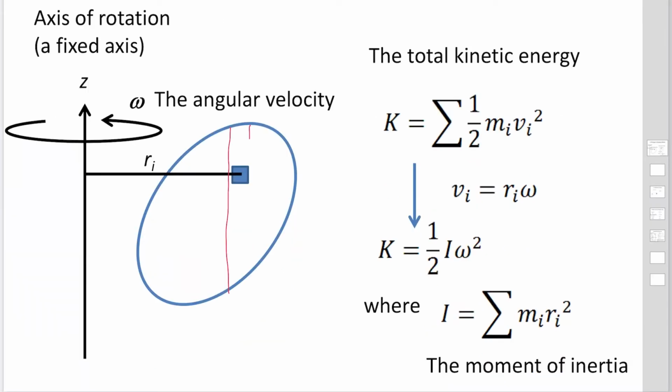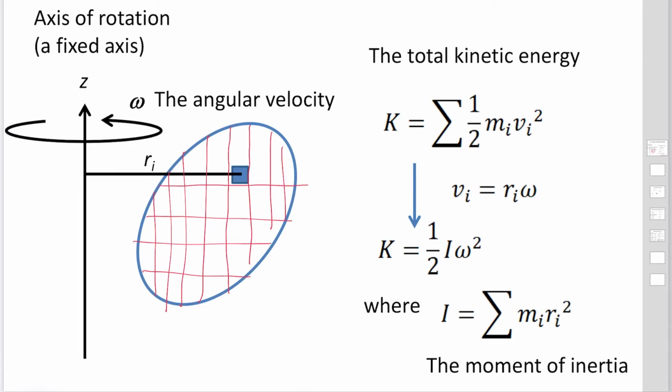The rigid body object is divided into a number of pieces, like this. Then we only consider this blue part, making a circular motion around the axis of rotation. The kinetic energy of the circular motion of a single piece of the rigid body object can be expressed as 1 over 2 m sub i, the mass of this single piece, times the velocity squared.